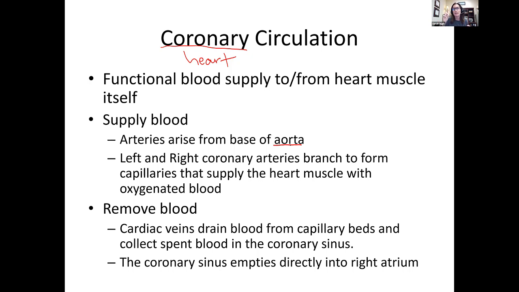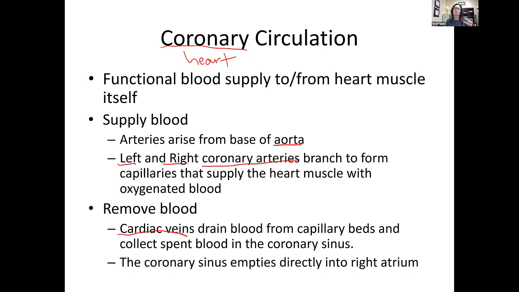At the base of the aorta, there are some arteries that branch off to feed your heart muscle. You have a left and a right coronary artery, and these are going to branch profusely and create capillaries that truly infiltrate the heart muscle and supply it with oxygen. Now, removing the blood: once your heart muscle uses up oxygen and nutrients to create energy, it also generates CO2 and waste. So we have to remove the blood through cardiac veins.